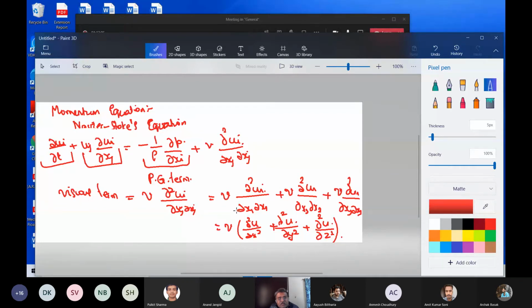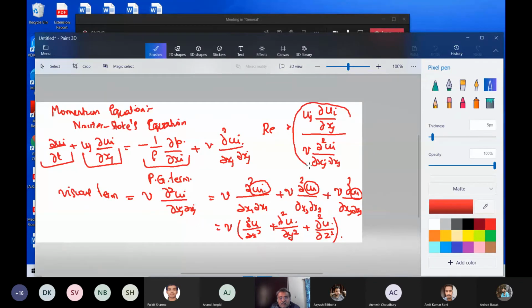Nu into dou square ui by dou x1 squared, and so on. But remember, this is ui always, because we are talking about the x component of velocity. The x component of momentum or velocity will always imply ui like this, and this is the non-linear term. So basically your Reynolds number becomes uj dou ui by dou xj divided by nu dou square ui by dou xj dou xj. This is basically your Reynolds number.